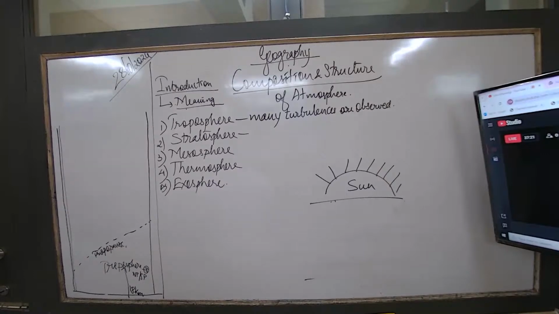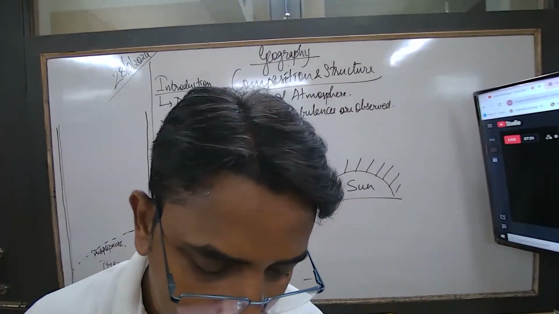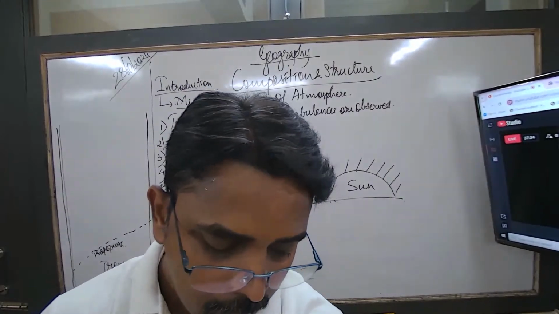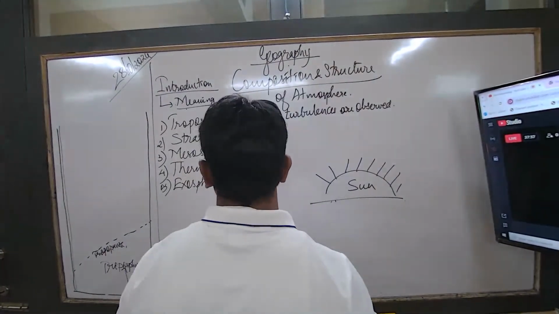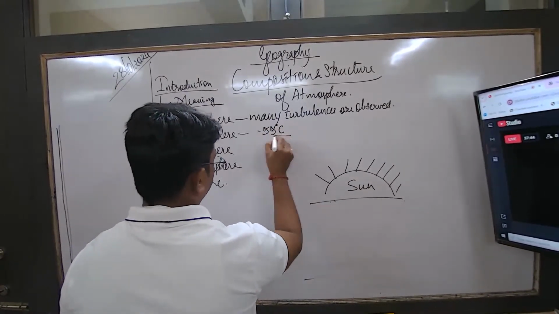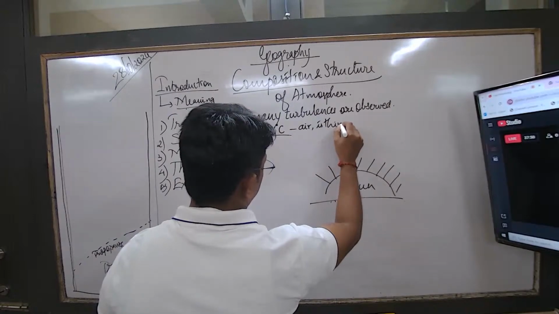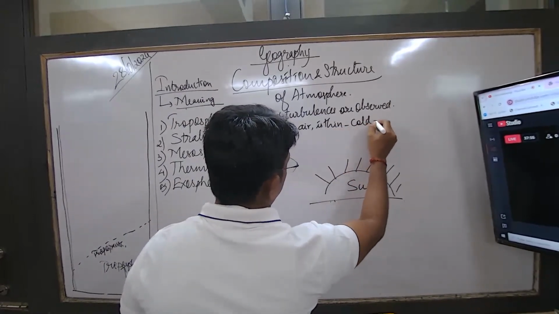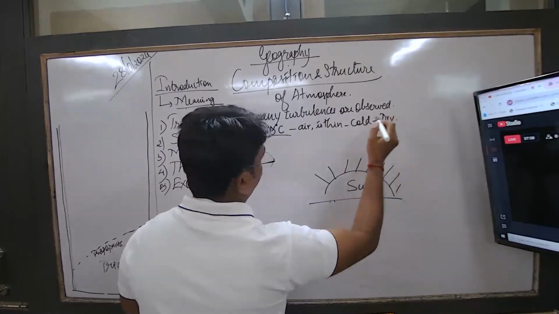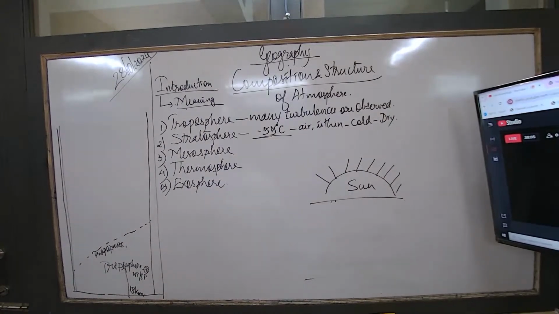Features. Point number 1. Air is thin, cold, and dry. The average temperature, look here how much it is: minus 55 degrees Celsius. It may go to minus 60, 70 also, or it may come to minus 40, 30 also.